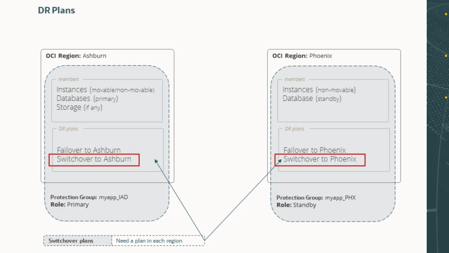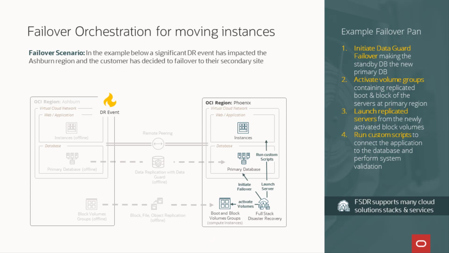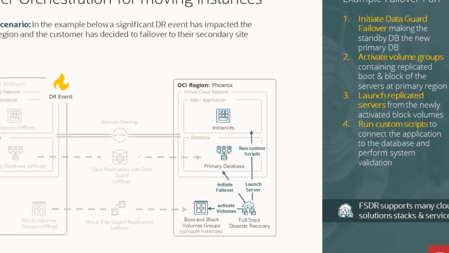Switchover plans function in the same way, so you also need a switchover plan for the DRPGs in each region. I'm going to cover one more concept before we see our short demonstration of FullStackDR in the OCI console. Let's see the difference between a failover process for movable versus non-movable compute instances. All tasks for a failover only occur at the standby region. In contrast, switchovers perform tasks at both the primary and standby regions.